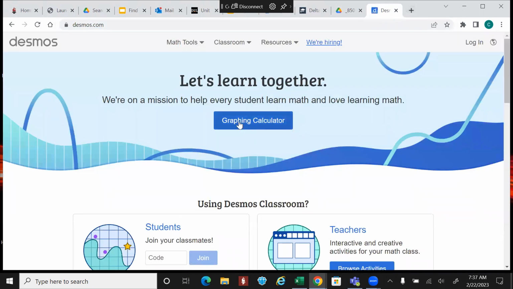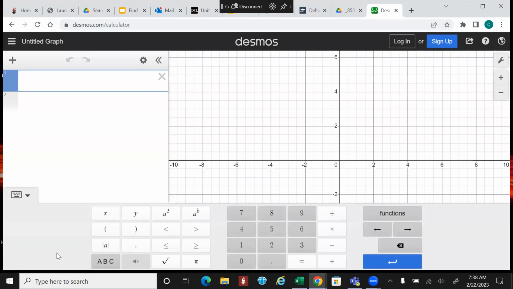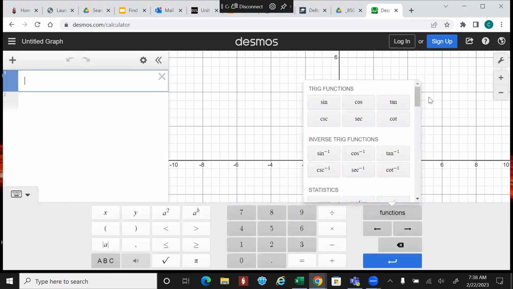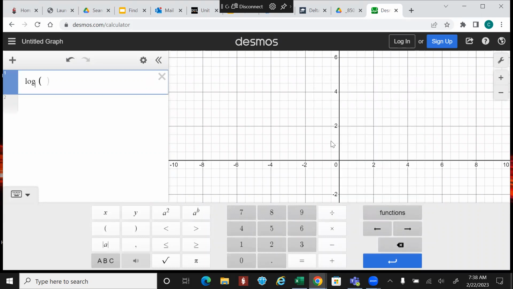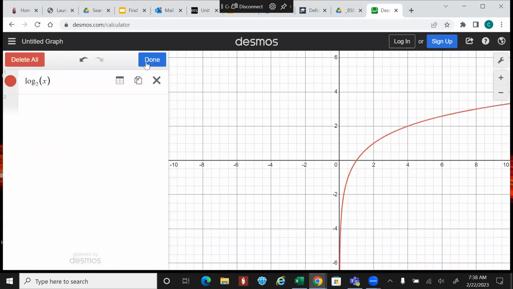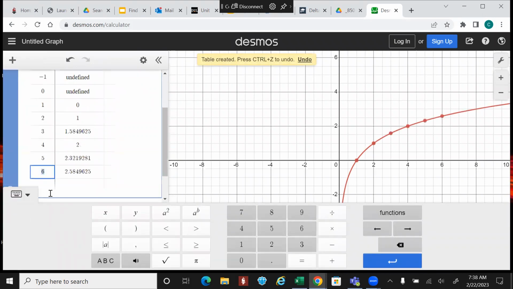So you can come in here and you can go to the little keyboard and go to functions and go all the way down to where it says log of base a and type the equation in. And now we can fill in a couple and then put them into our new table. Okay, I would highly suggest trying this on your own. Definitely utilize the graphing calculator.